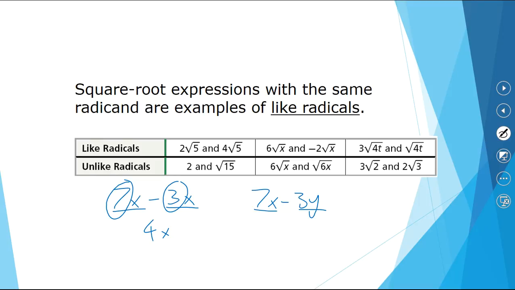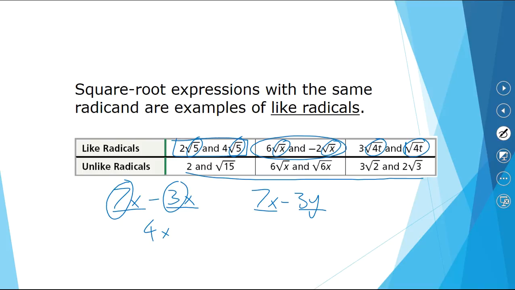Alright? So you can see an example of like radicals. These here are like radicals: 2 square root of 5 and 4 square root of 5, simply because they both have the same exact radical, the square root of 5. These are like radicals because you can see the square root of 6 and the square root of 6, they're the same radicals. So it's kind of self-explanatory. They're like radicals if the radicals are alike. So square root of 4t, square root of 4t. I understand that there's no coefficient here. Well, there kind of is, a coefficient of 1. But again, it has the same exact radical, so they're like radicals.